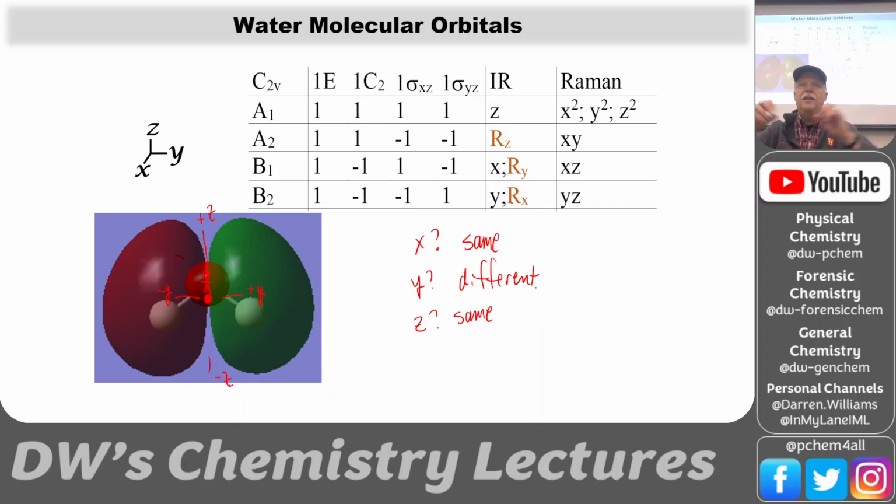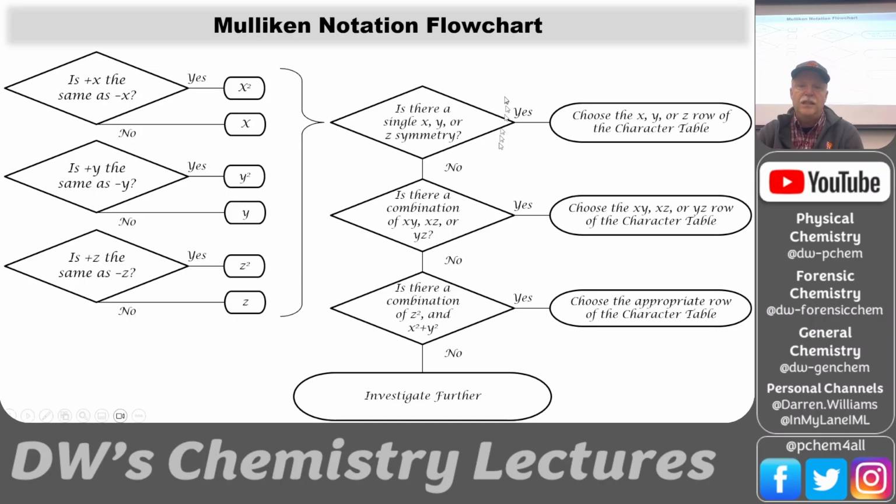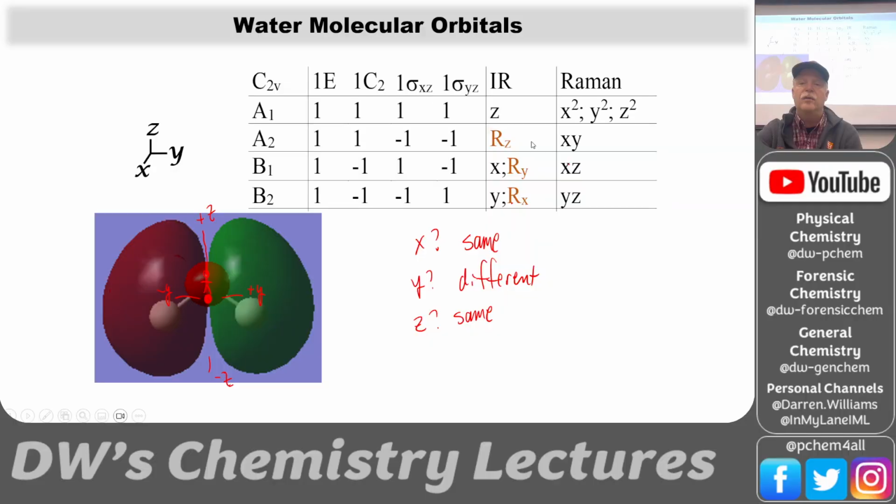Now they feed into that first question on the right. Notice what that one says. It says, is there a single X, Y, or Z symmetry? So the only one we said was Y: is plus Y the same as minus Y? We said no. And so we have a Y symmetry. So this says, is there a single X, Y, or Z symmetry? The answer is yes. And so we would choose the Y row in the character table. And so this would have Y symmetry, and so it's B2. So it's pretty simple, okay?